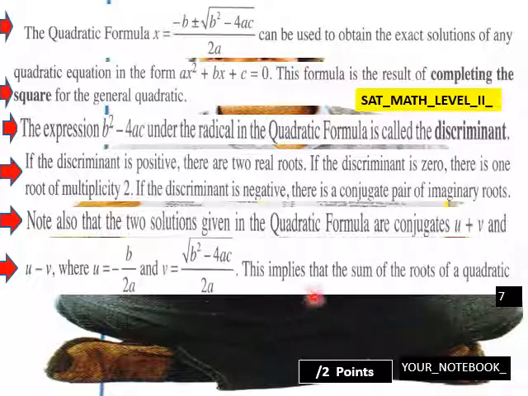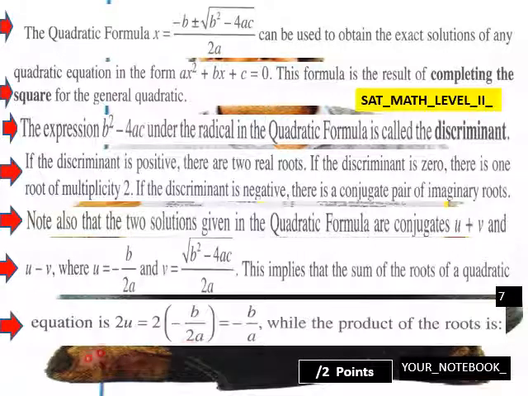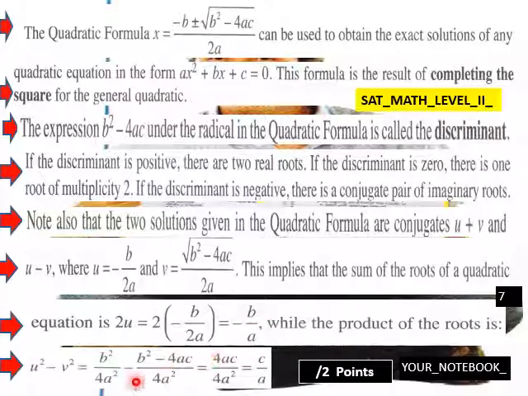This implies that the sum of the roots of a quadratic equation is 2u equals 2 times the negative b over 2a, which equals the negative b over a, while the product of the roots is u squared minus v squared, which equals b squared over 4a squared minus b squared minus 4ac over 4a squared, which equals 4ac over 4a squared, which equals c over a. So it's just another way of looking at the quadratic.